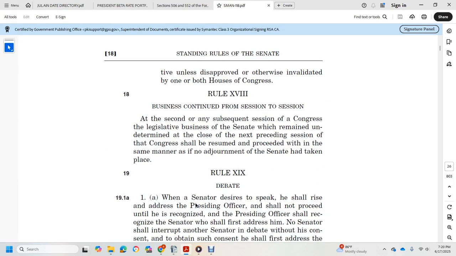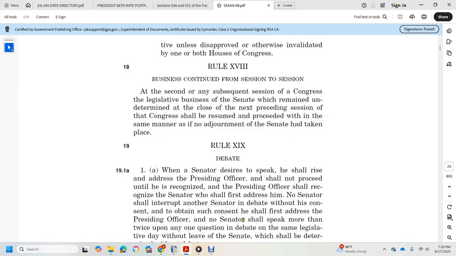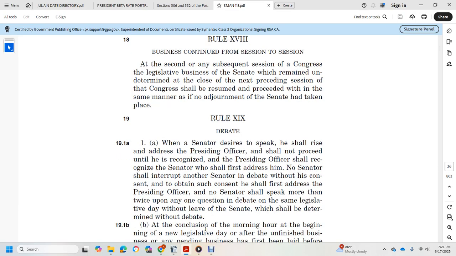Rule 19. Debate. When a senator desires to speak, he shall rise and address the presiding officer, and shall not proceed until he is recognized. The presiding officer shall recognize the senator who shall first address him. No senator shall interrupt another senator in debate without consent. To obtain such consent, he shall first address the presiding officer. No senator shall speak more than twice upon any one question in debate on the same legislative day without leave of the Senate, which shall be determined without debate.